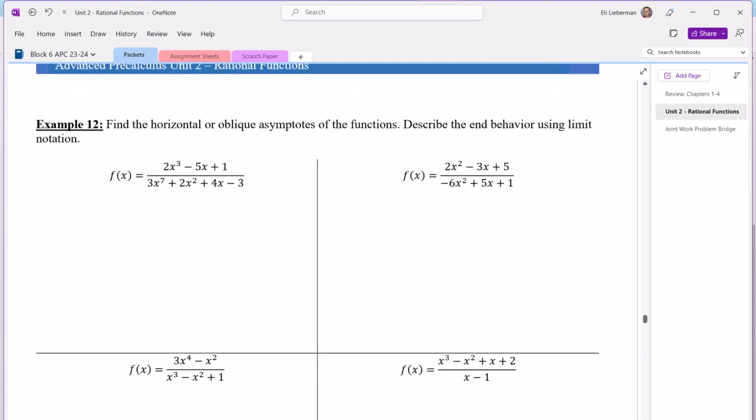Well, we'll get right into it. Find the horizontal or oblique asymptotes of the functions. Describe the end behavior using limit notation. Okay. Before you do anything, just put your pencil down.